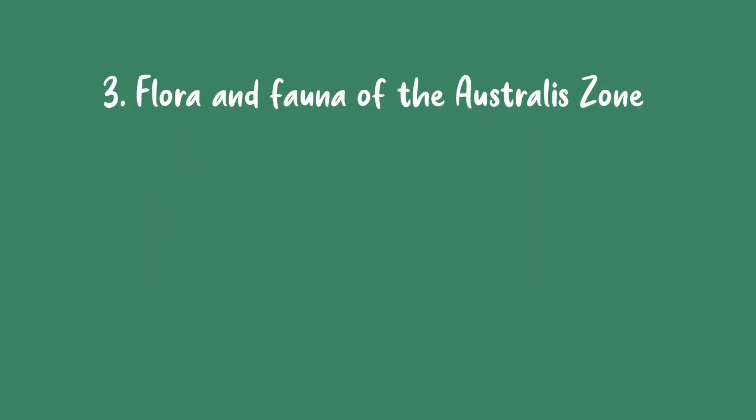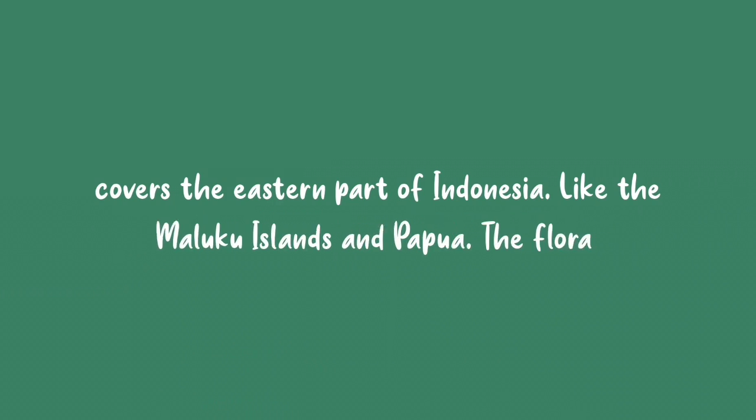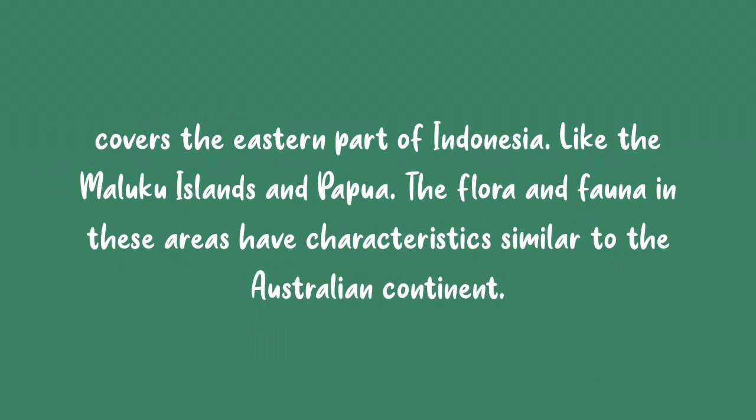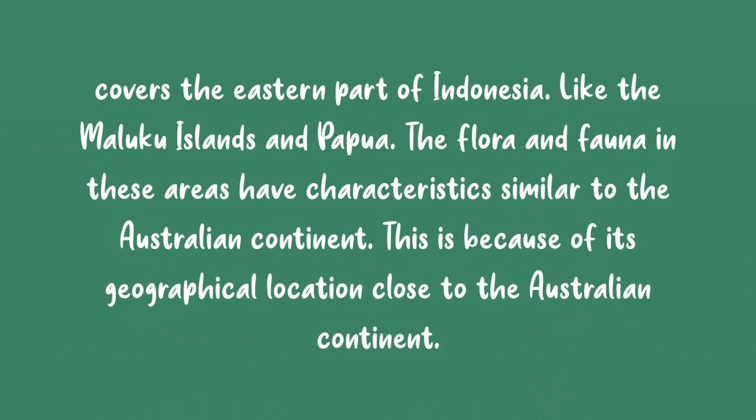The third one is flora and fauna of the Australia zone, covers the eastern part of Indonesia like the Maluku Islands and Papua. The flora and fauna in this area have characteristics similar to the Australian continent. This is because of its geographical location close to the Australian continent.